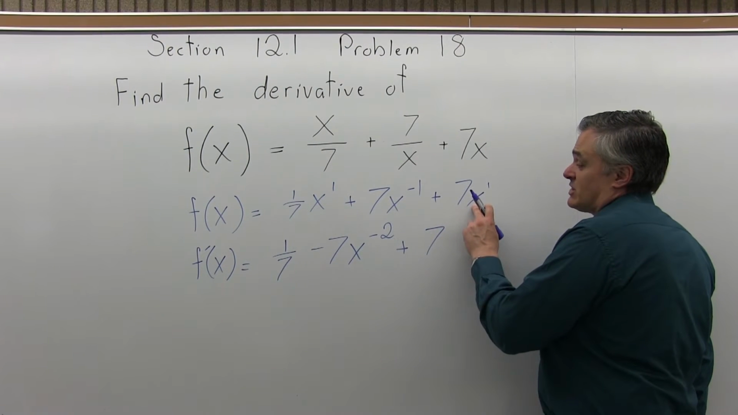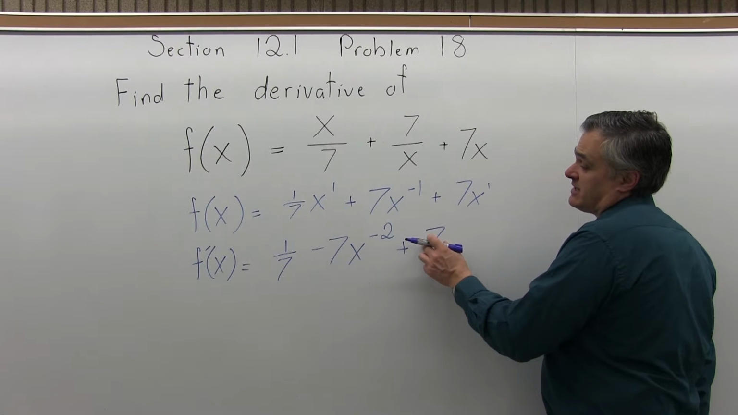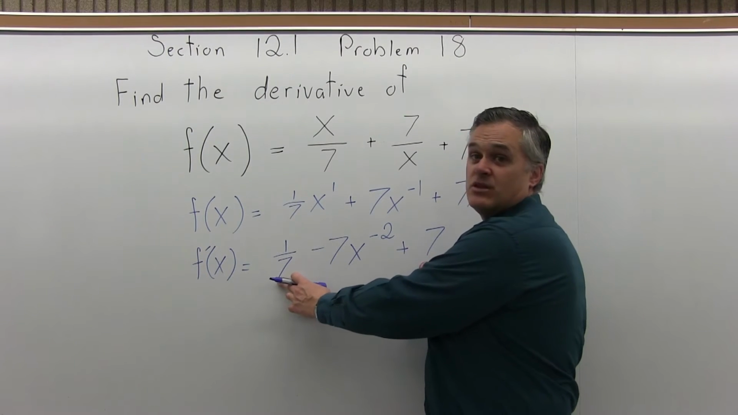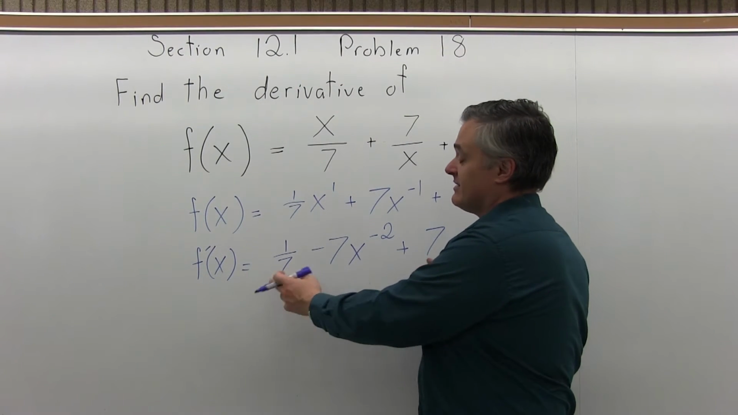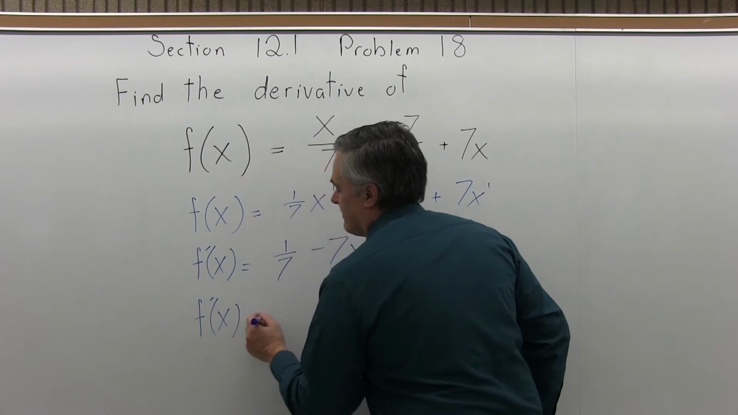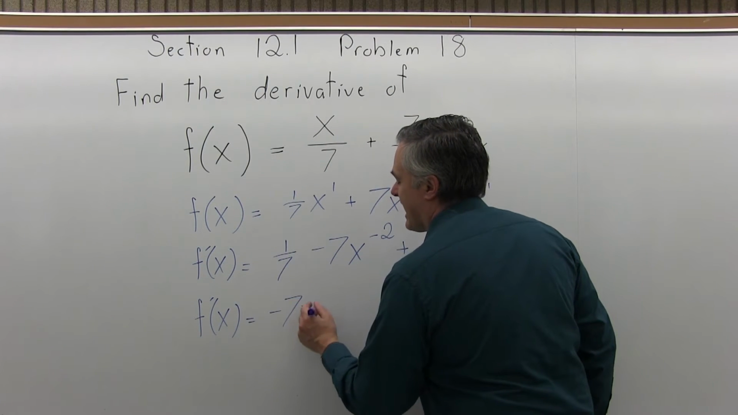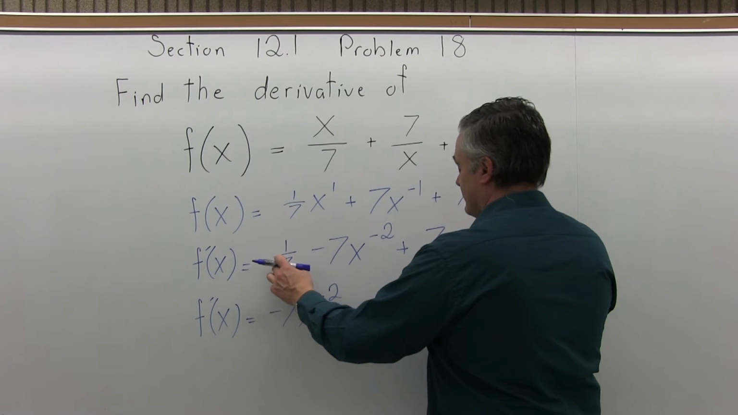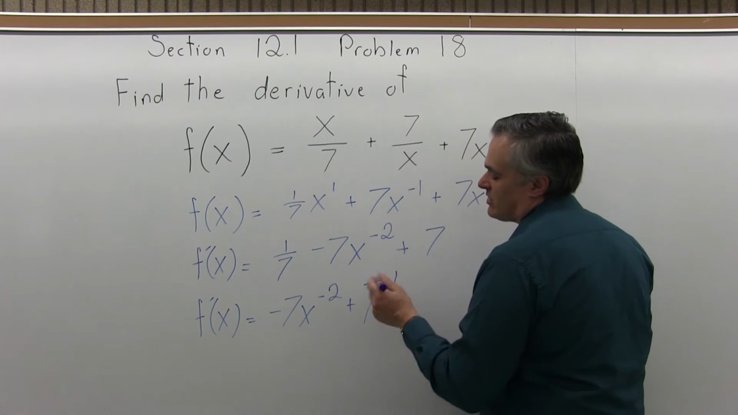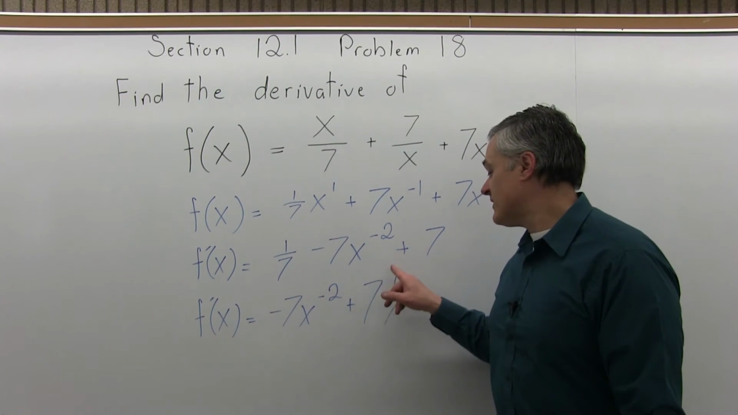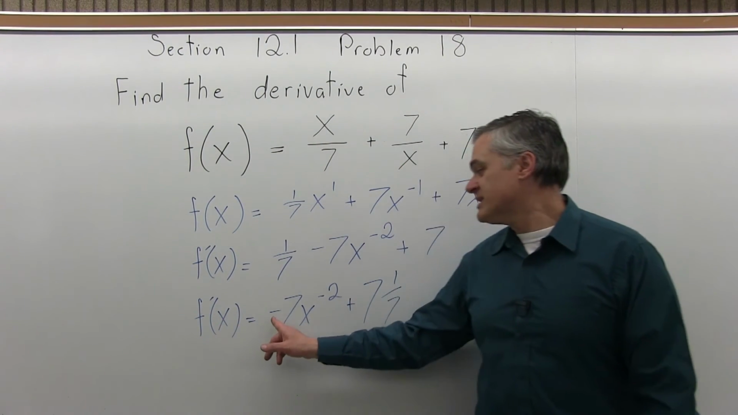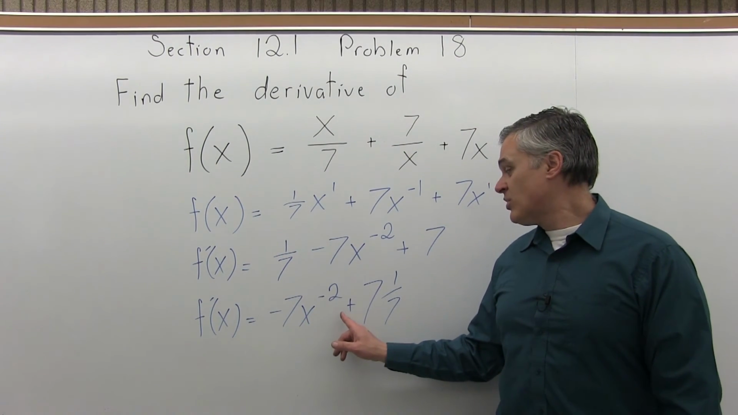So what you have is an x to the first, and the derivative is the number in front. Now that is the answer, and we could leave it like that, but it's almost irresistible to combine the two numbers that have no variable, the 1/7 and the 7. They're both positive, so let me just clean this up a little bit. F prime of x is negative 7x to the minus 2, and then 1/7 and 7, again both positive, is 7 and 1/7. So you could write that in different ways, like it could be 50/7, but 7 and 1/7 is how I would write it. So the final answer, f prime of x equals negative 7x to the negative 2 plus 7 and 1/7.